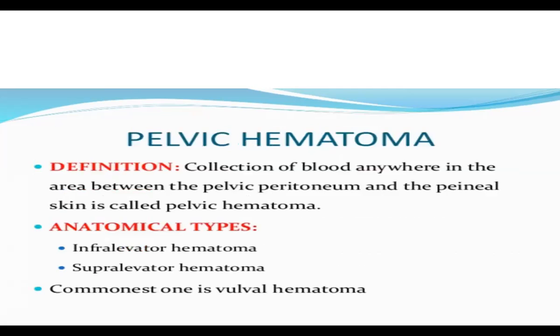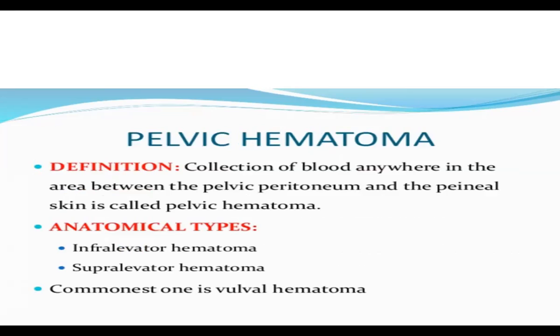Then sometimes there is a hematoma. What is a hematoma? It is a collection of blood, and here it takes place in the pelvis. It is a pelvic hematoma, and it can take place anywhere from the pelvic peritoneum to the perineal skin. So location-wise, it can be anywhere.